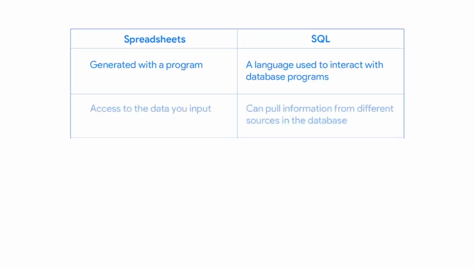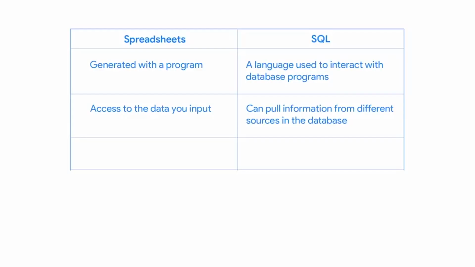SQL can access and use a lot more data because it can pull information from different sources in the database automatically, unlike spreadsheets, which only have access to the data you input. This also means the data is stored in multiple places. A data analyst might use spreadsheets stored locally on their hard drive or their personal cloud when they're working alone. But if they're on a larger team with multiple analysts who need to access and use data stored across a database, SQL might be a more useful tool.